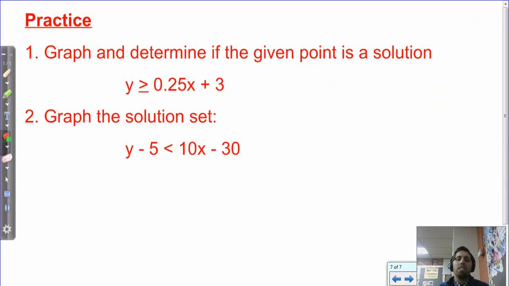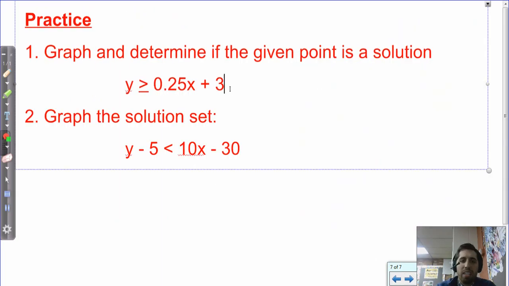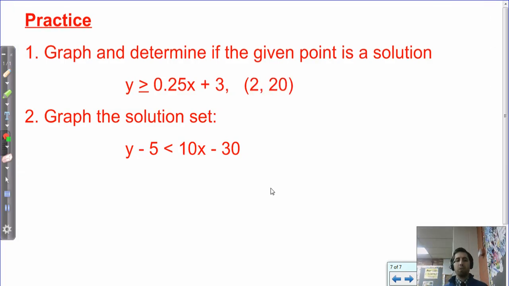The first one says, graph and determine if the given point is a solution. Once again, I didn't give you a point, so here it is, (2, 20). And then the second one just says graph the solution set. So you're going to be able to use your own test point on that one.